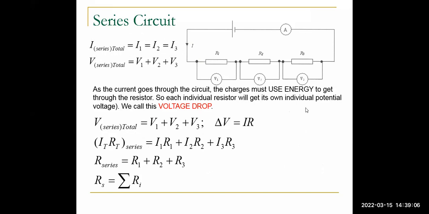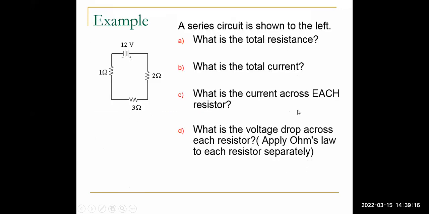So may sample tayo dito para maintindihan. Now, they may use the term effective or equivalent to mean total. Yeah, so total lang din naman. For example, what is the total resistance for the series circuit shown? What is the total current? What is the current across each resistor? What is the voltage drop across each resistor? Apply Ohm's law to each resistor separately. So what is the total resistance?